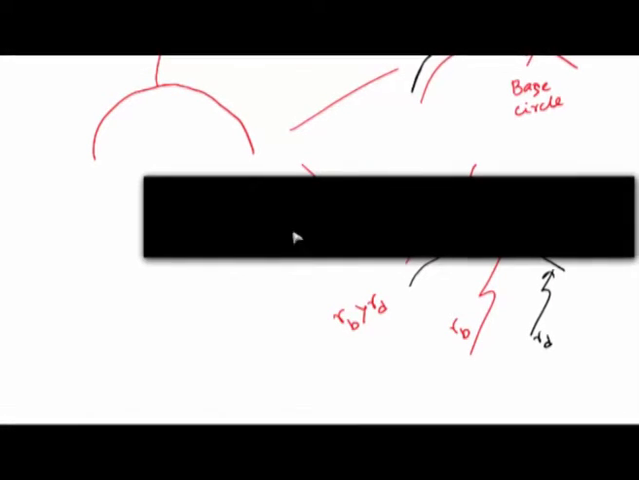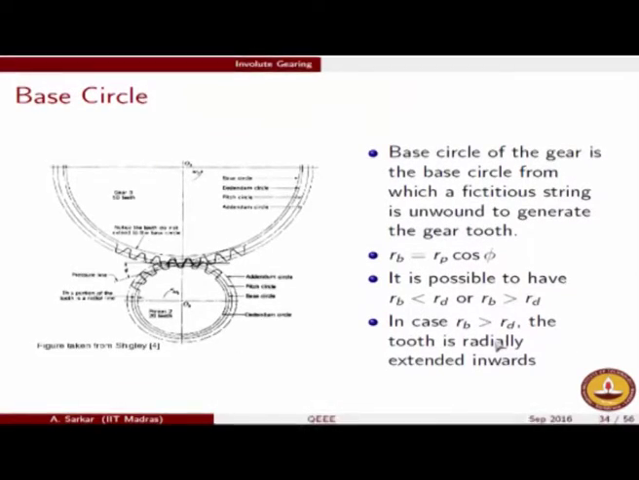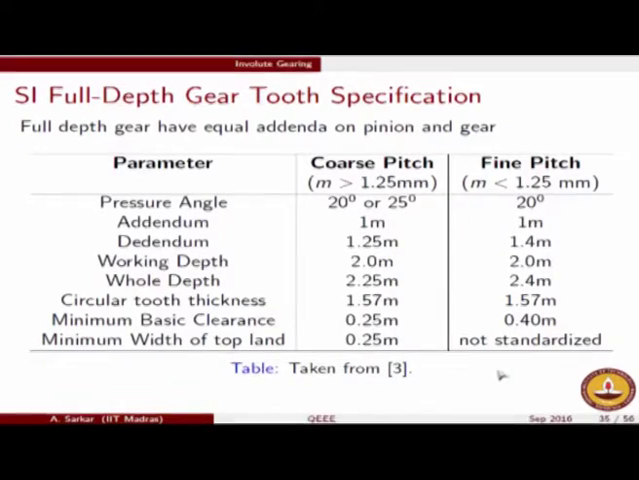So this is a comment that I made at this stage: by the manner in which we have constructed the geometry, it is possible that the dedendum circle can be greater or lesser than the base circle. But when the base circle is greater than the dedendum, all that we can do is radially extend the tooth inwards. That is what is being done. As I said, this is one standard set of dimensions of a gear tooth, and this is as per SI standards taken from a book.